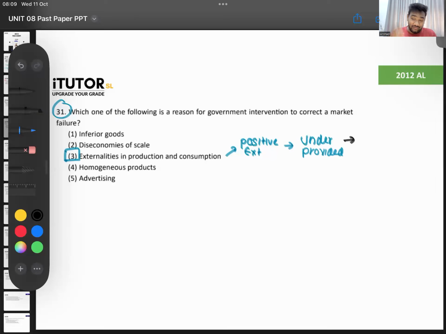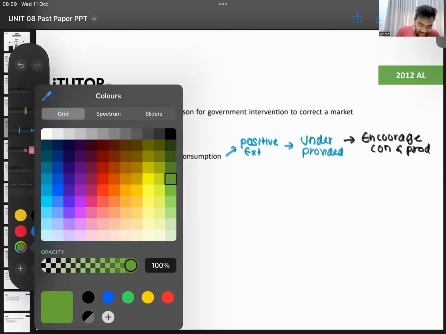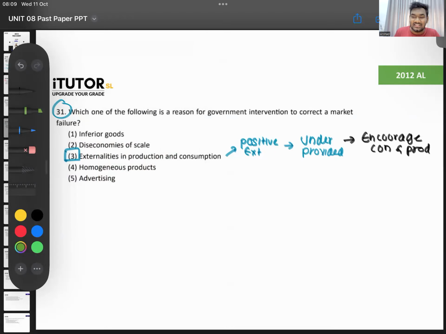Now, forget about government providing. If they want to solve the externality, what can they do? Government has to encourage consumption and production. To encourage consumption and production, they can provide subsidies. There are consumer subsidies and producer subsidies. There is an interesting question in the paper that will come. They can provide subsidies, or maybe they can reduce taxes. They can do that also. The same thing happens the opposite way.